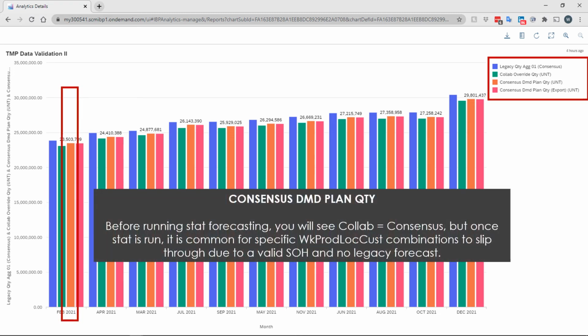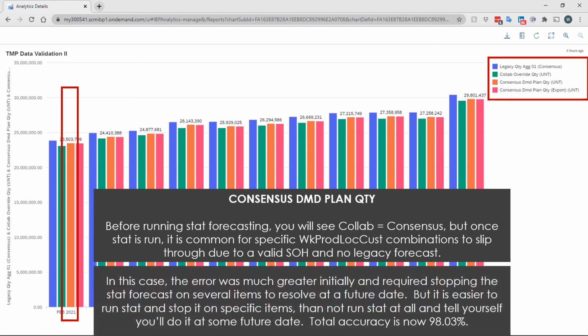Consensus demand plan quantity. Before running stat forecast, you will see that collab equals consensus. But once stat is run, it is common for specific weak product location ship to customer combinations to slip through due to a valid sales order history and no legacy forecast. In this case, the error was much greater initially and required stopping the stat forecast in several items to resolve at a future date. But it is easier to run stat and stop it on specific items than not run stat at all and tell yourself you'll do it at some future date. Total accuracy is now 98.03%.